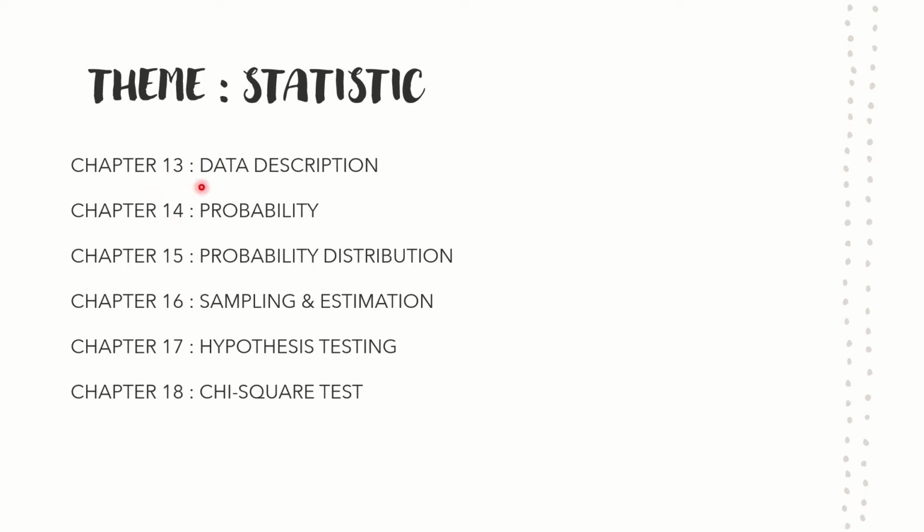That is chapter 1 data description, chapter 2 probability, chapter 3 probability distribution, chapter 4 sampling and estimation, chapter 5 hypothesis testing, and last chapter 6 chi-square test. You may have many confusions and many questions. Except chapter 2 and chapter 3, you are familiar with them. The other chapters you don't know, you are confused about what data description is.